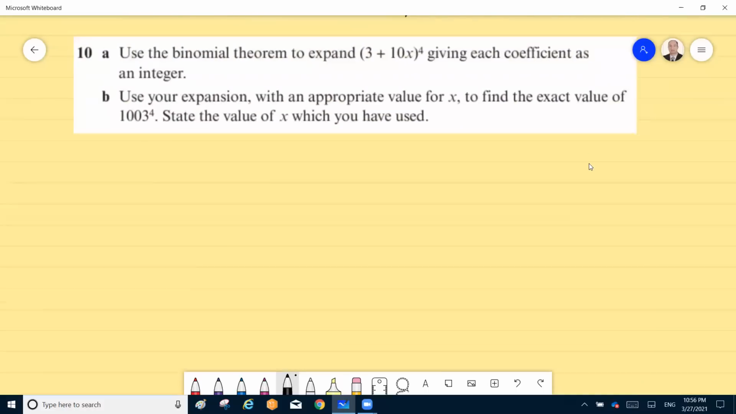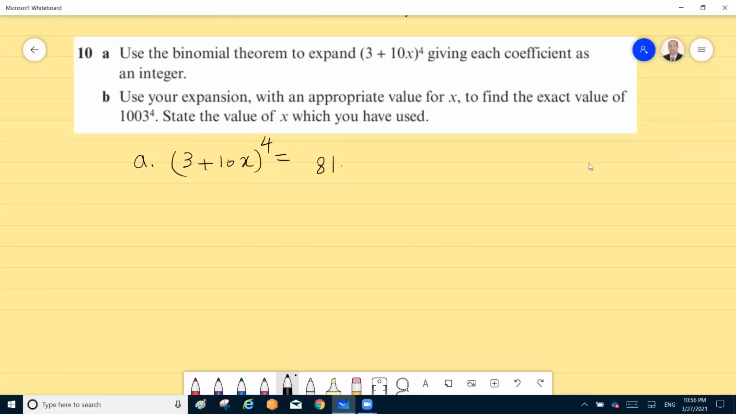Last one, number 10. Use the binomial theorem to expand (3 plus 10x) to the power of 4, giving each coefficient as an integer. Use your expansion with an appropriate value of x to find the exact value of 1003 to the power of 4. State the value of x which you use. It's easy. I leave this question for you. Stop the video now and write the answer. Please do it yourself.